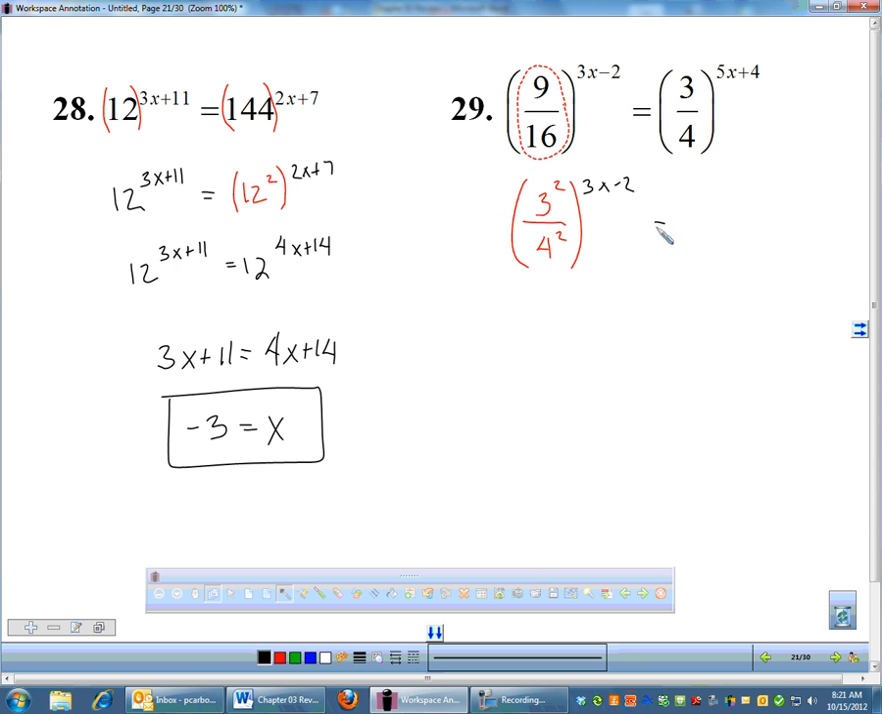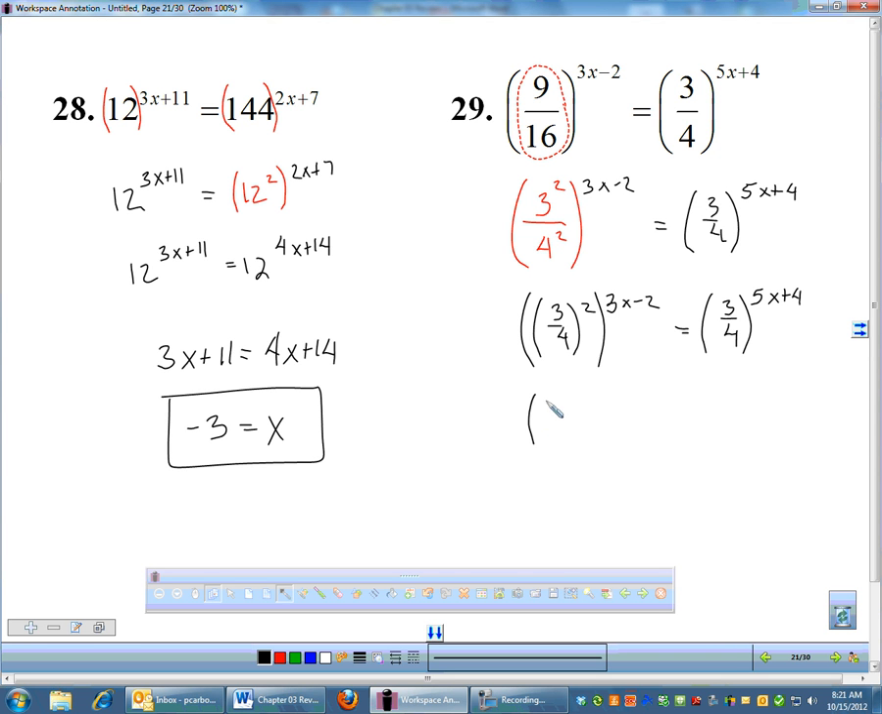So let's flesh this out a little bit more. 3 over 4, or 3 squared over 4 squared, is the same thing as 3/4 squared. And then all of that is still to the 3x minus 2 power. My left side is 3 over 4, all to the 5x plus 4. Then I'll distribute. So my left side, I'll multiply that exponent through. 2 times 3x minus 2 is 6x minus 4, is equal to 3/4 times 5x plus 4. And then once I have the same bases, I have 3/4 to a power equals 3/4 to a power. I set the exponents equal, so 6x minus 4 is equal to 5x plus 4.